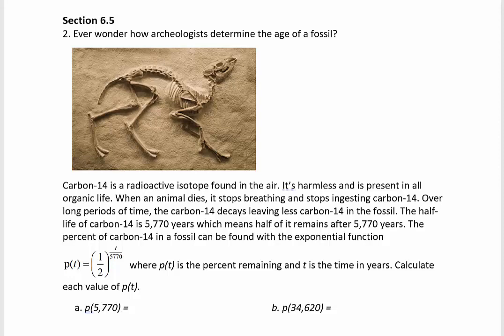So the percent of carbon-14 in a fossil can be found with the exponential function. And so here we have a nice exponential function saying that if I take 1/2 raised to the t over 5,770 power, it will tell me the percent remaining, and t is the time in years. So basically what happens is after the animal dies, carbon-14 starts to decay, but it takes so long for this stuff to decay. In fact, for half of it to be gone, it takes almost 6,000 years. So we can use this function right here to determine how old a fossil is.